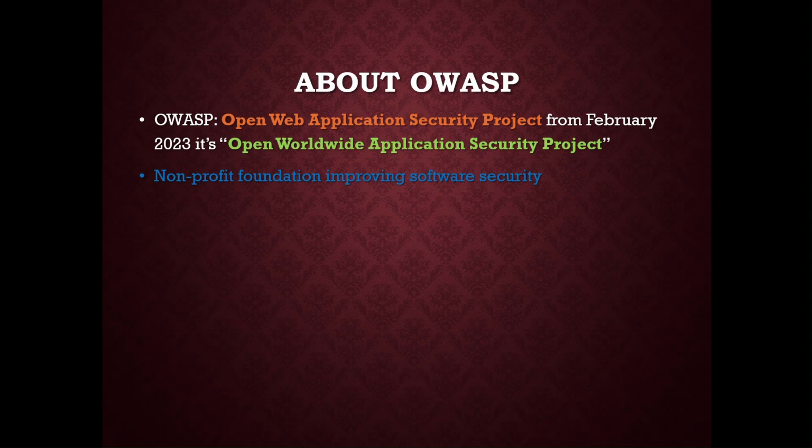In OWASP, the top 10 highest reported vulnerabilities are listed every 3 to 4 years. The current active list was released in 2021. Before 2021, the OWASP team released the top 10 vulnerability issues in 2017. OWASP is a non-profit foundation. It helps to improve software security in the entire world.